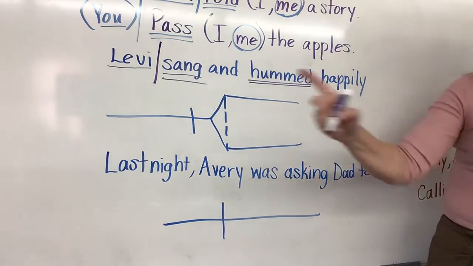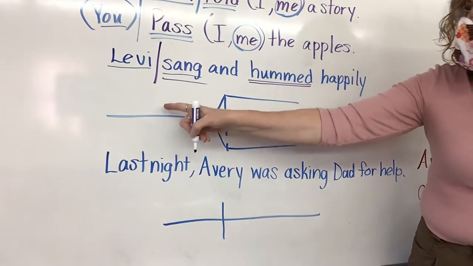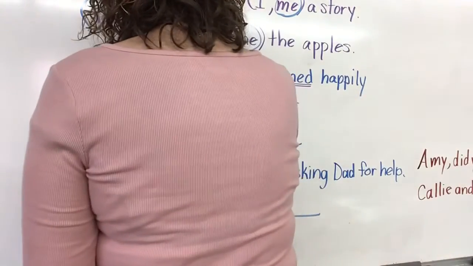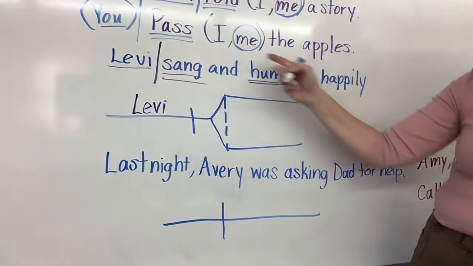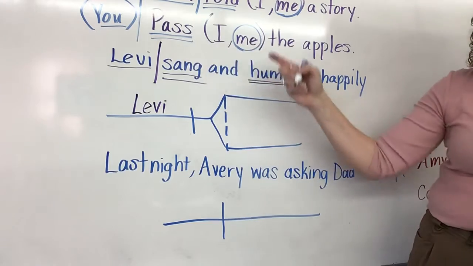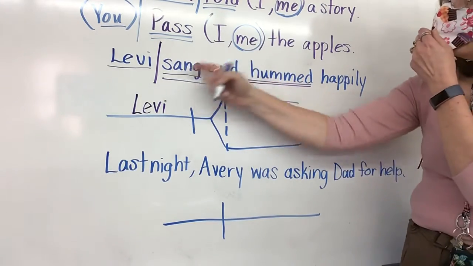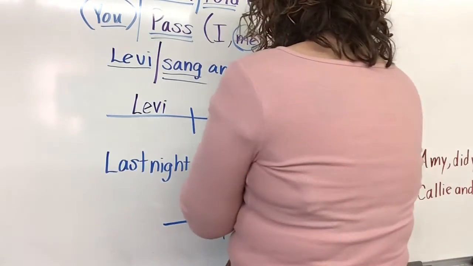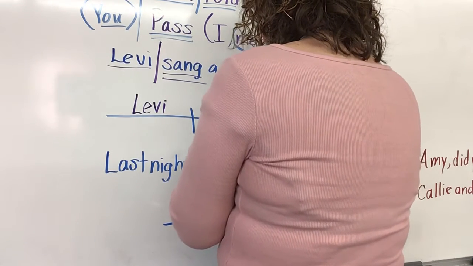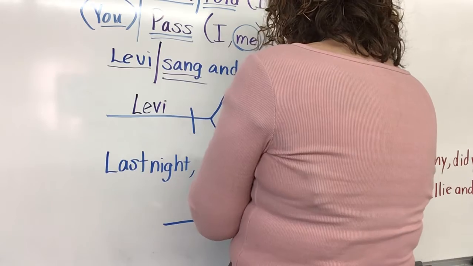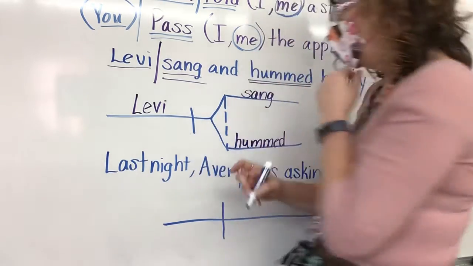All right, there we see that? So what are we going to put on this line? Levi. That is our subject. Levi goes first on that line. And then the rocket ship is for our compound verb, which is going to be sang, hummed. So on the top line you write sang, and on the bottom you're going to write hummed.